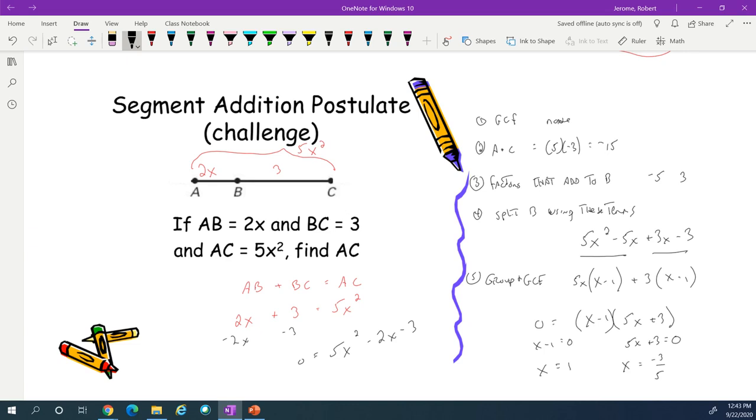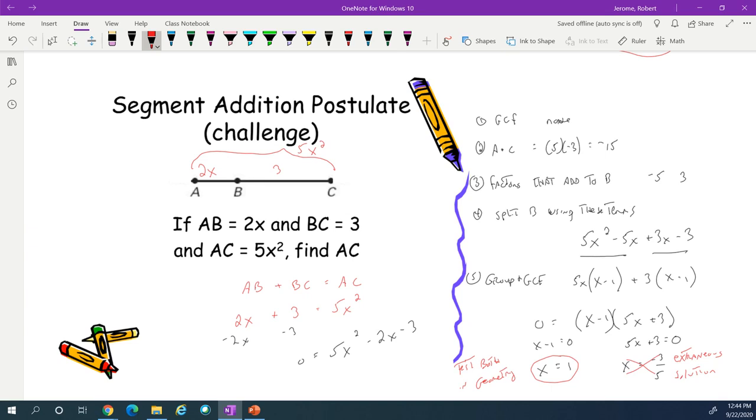Well, remember in geometry, we can't have a negative measurement. And if I plug negative 3/5 in, it would give me a negative answer for AB. So I test them. I'm going to test both of these in the geometry. And that's an extraneous solution, meaning it's correct for the algebra, but it does not fit the geometry because AB would be a negative. So I'm left with one answer. X equals 1.